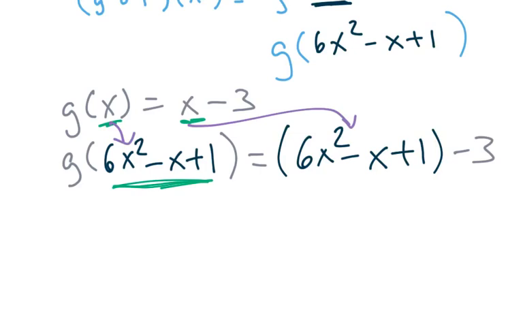So finishing this off, we can drop the parentheses really here. They don't really matter because we're adding and subtracting everything. So all I have to do to finish this off is put 1 minus 3, which is negative 2. So the final answer is 6x squared minus x minus 2.